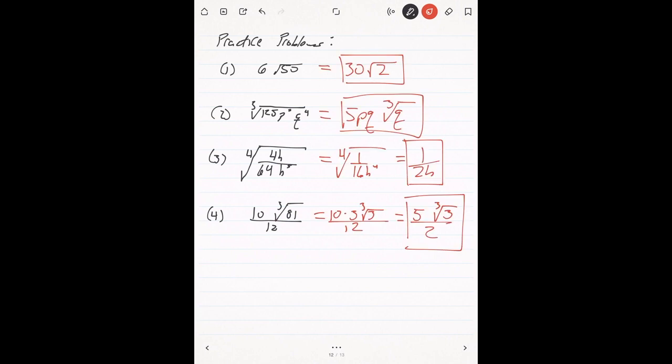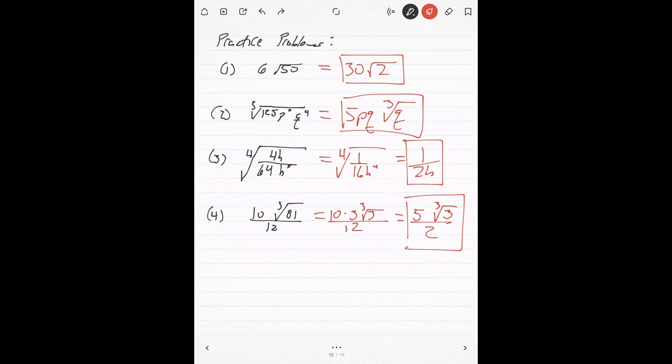All right, well, hopefully you had some time to work through these problems, and hopefully they made sense, but here are the solutions. We have 30 times the square root of 2. We have 5pq times the cube root of q. We have 1 over 2h, and then we have 5 times the cube root of 3 over 2.